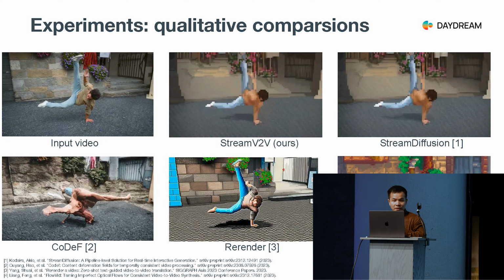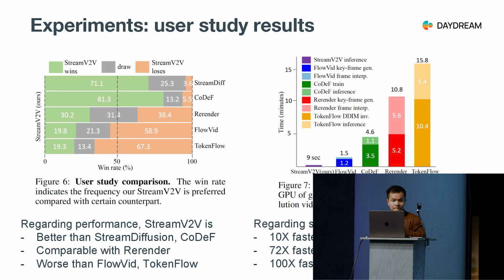Okay, there are some evaluation results. This is the quantitative comparison against four papers. This is a really hard comparison, I would say. We also did a user study. Basically, our StreamV2V is better than StreamDiffusion and CoDeF, and it's comparable with Rerender. Those are Asian names, you probably don't know them, but they were quite famous one year ago. But it's worse than FlowVid and TokenFlow. But our model is really fast. It's 100 times faster than the state of the art at that time, TokenFlow.